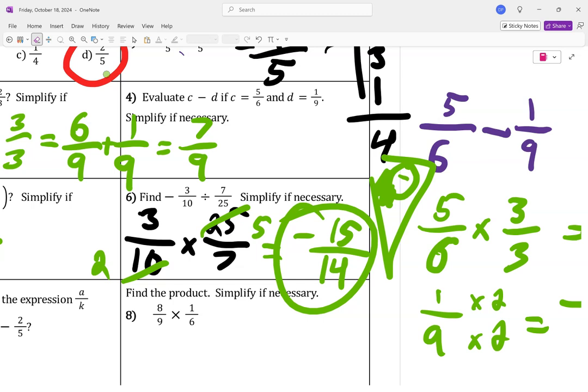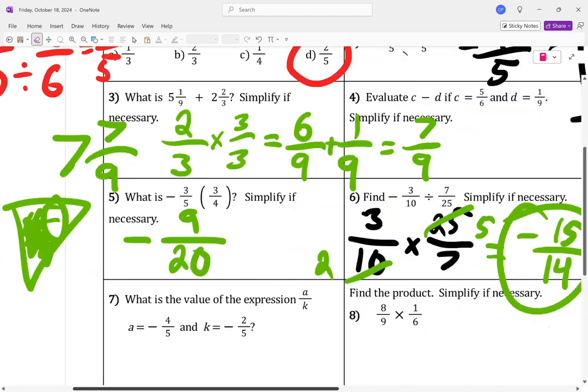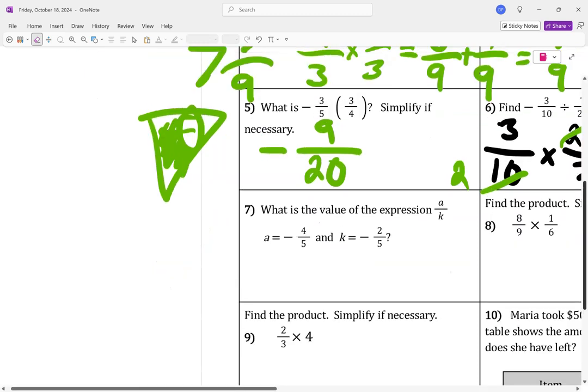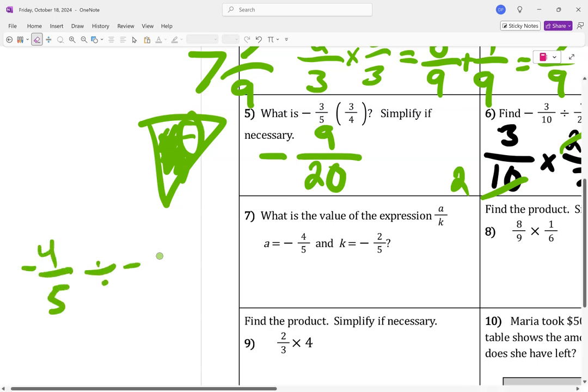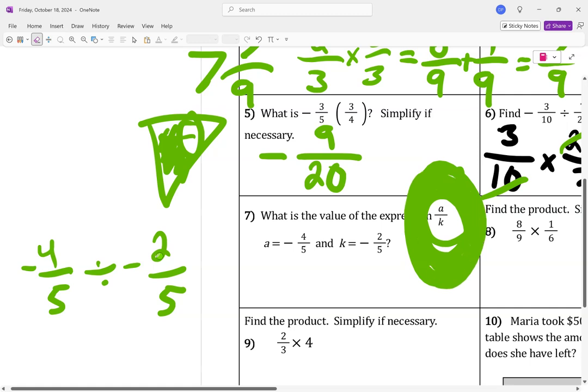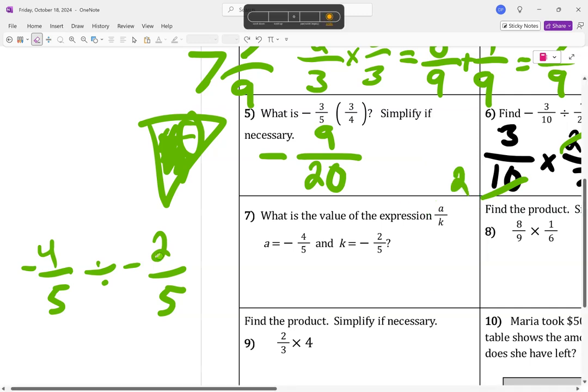Excuse me. Okay. What do you say? Since A equals negative 4 over 5, you write that down, and then you divide it by negative 2 over 5, because that's what K equals. That's right. And we want to make sure we know that if we see this, it's always division. Right, everybody? I hope you're all writing this down. I'm going to check it. You better be writing all the work down.